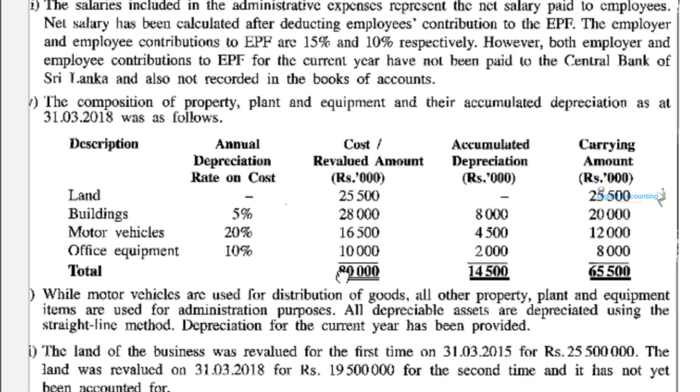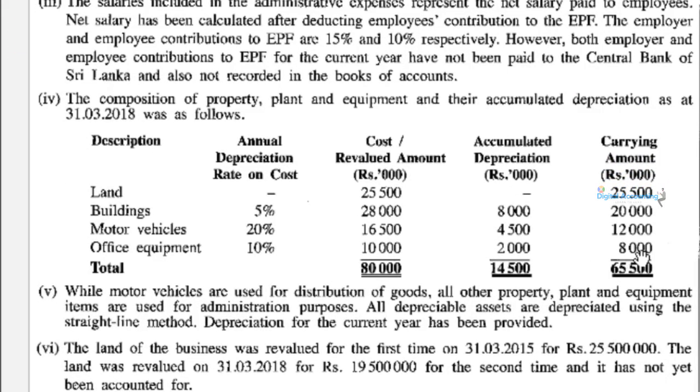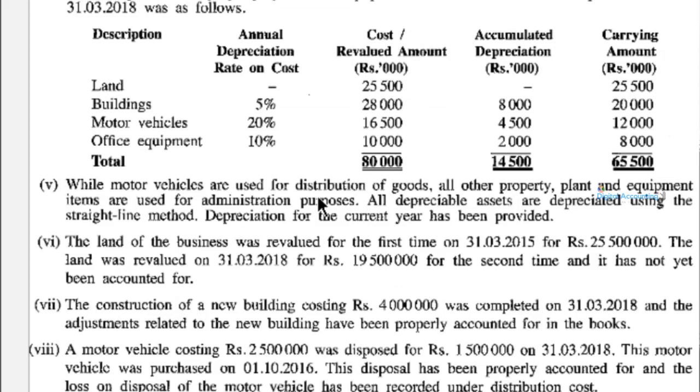So this is the breakup of that 65,500 carrying amount. These details are all for the year end as at 31st March 2018, not opening balances. So let's move to additional information 5. These are the pieces of information we need to use next.